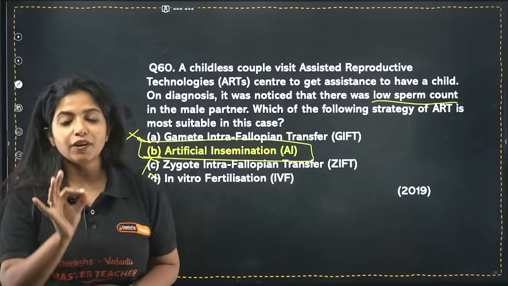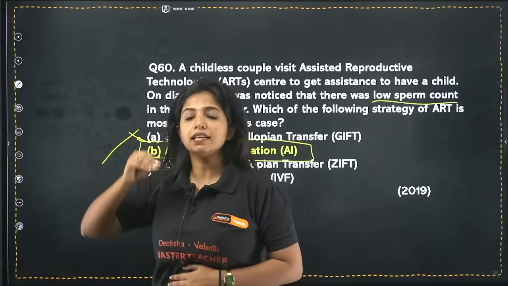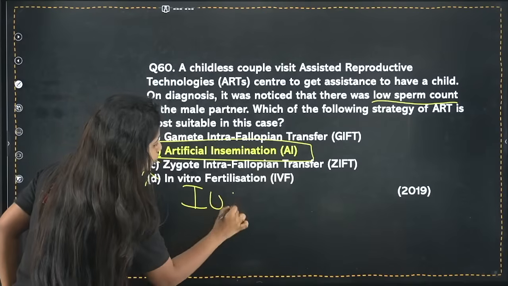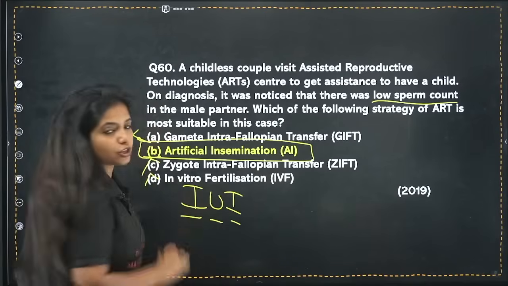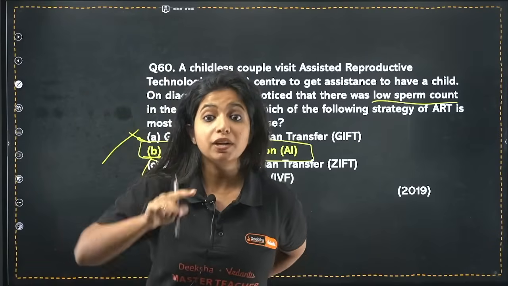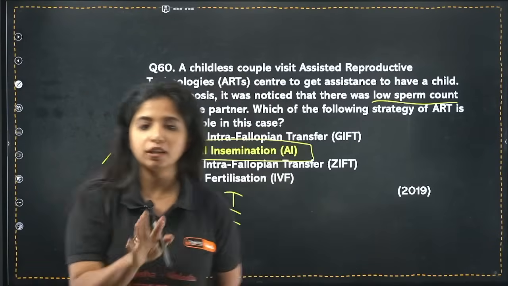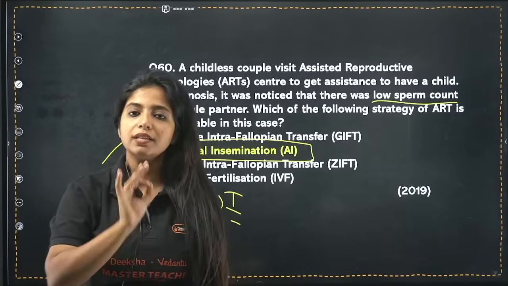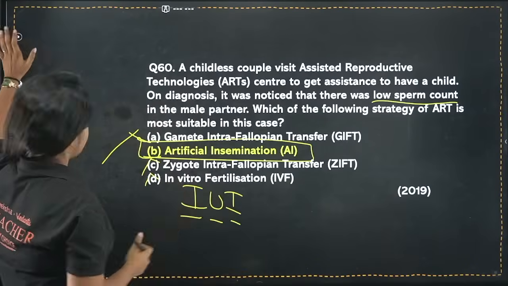Anyways, listen to me. If you are putting semen inside the uterus, you have another term for it, and that is IUI, intrauterine insemination. If you are just mentioning that you are putting it anywhere inside the reproductive tract, it is known as artificial insemination. Okay, the next question.